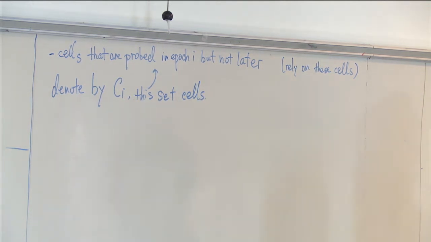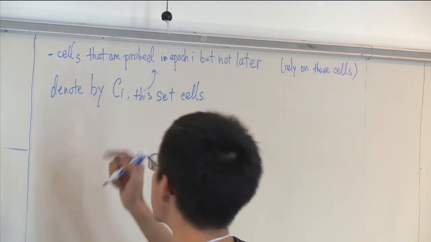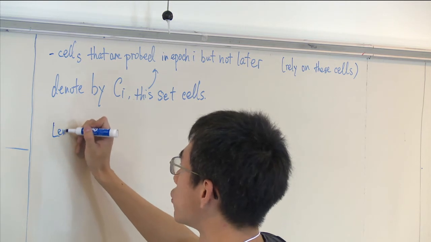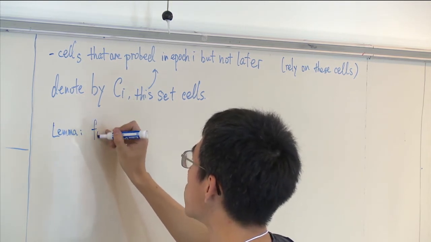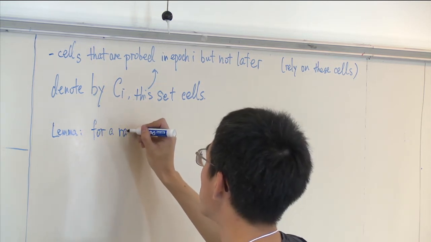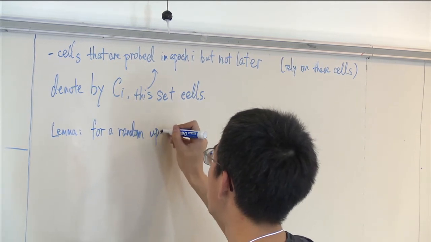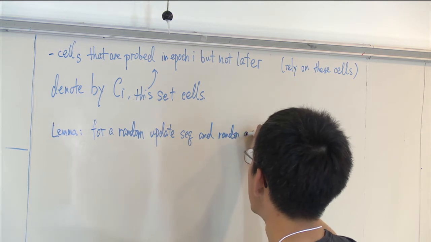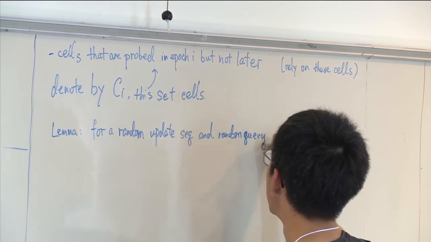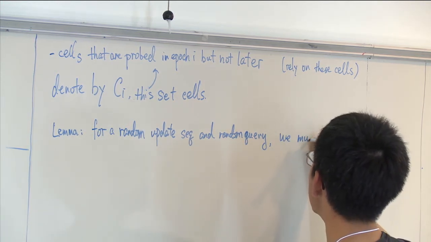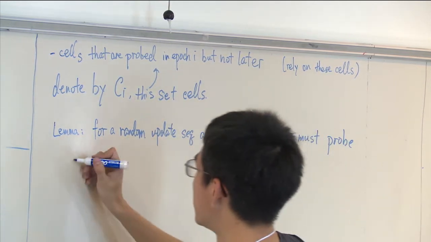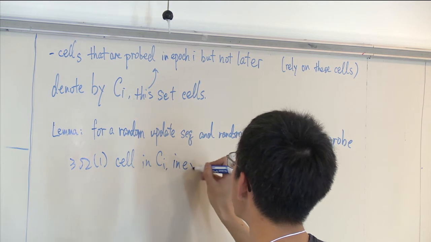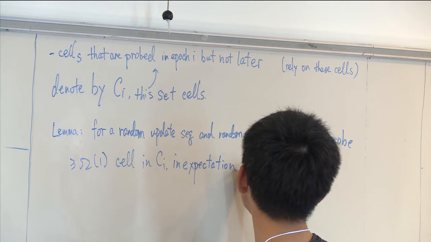Okay. So the main lemma that we will use to derive the lower bound is the following: for a random update sequence and a random query, for this problem, we must probe at least one cell in C_i in expectation, in order to learn some information about epoch i. This is for every i.